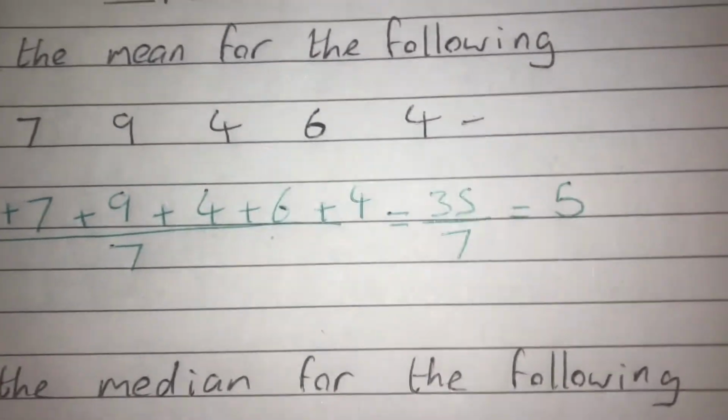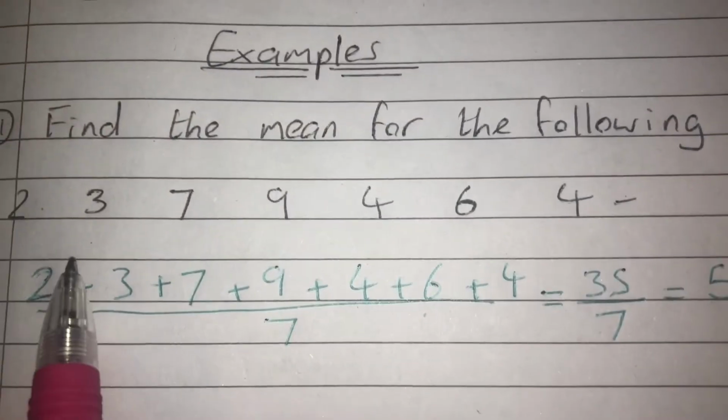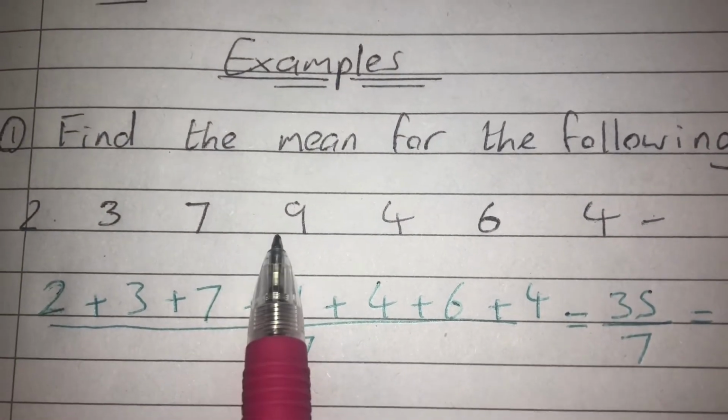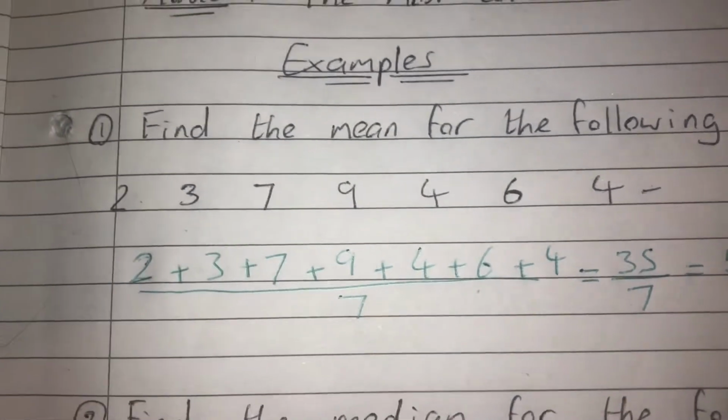And that makes sense. The mean should give us a number somewhere in the middle of all these values. We consider the highest is 9 and the lowest is 2. 5 is somewhere in the middle of all those values. All right.